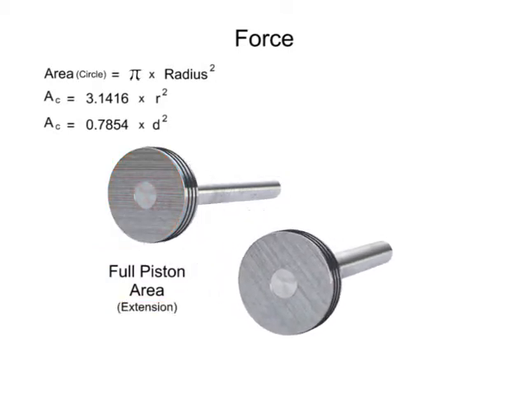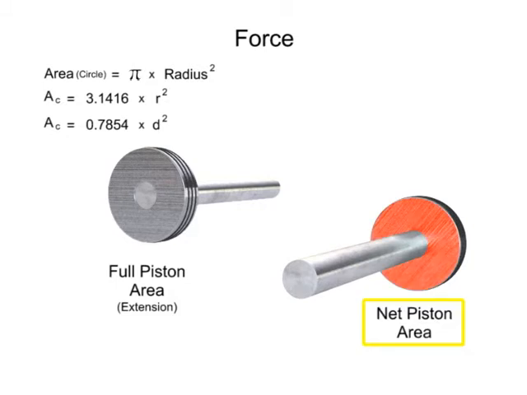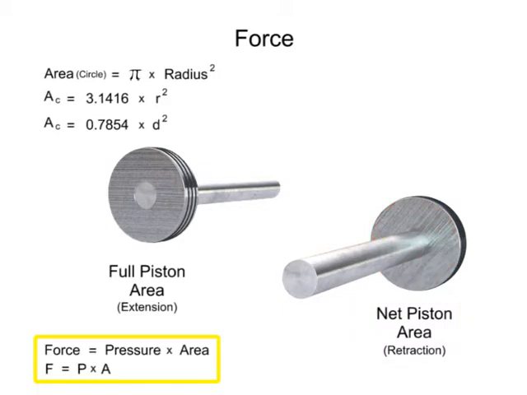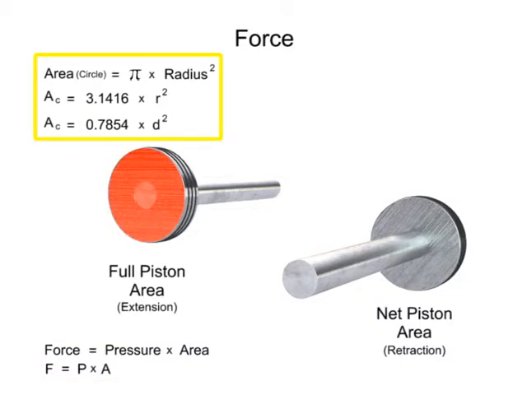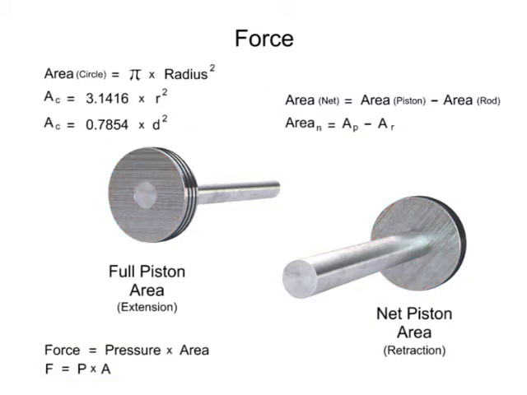This is the area that sees pressure as the piston extends. The other side of the piston is called the net area. This area is the size of the full piston area minus the area of the rod. The net area feels pressure when the cylinder retracts. The force equals pressure times area equation can be used to determine the force on either side of the piston. Use the appropriate working area when calculating the force.